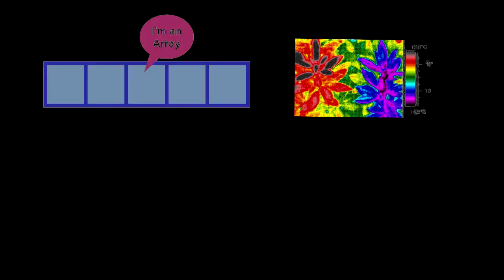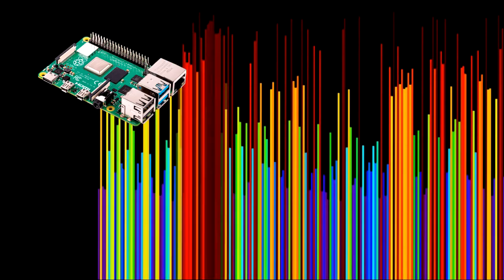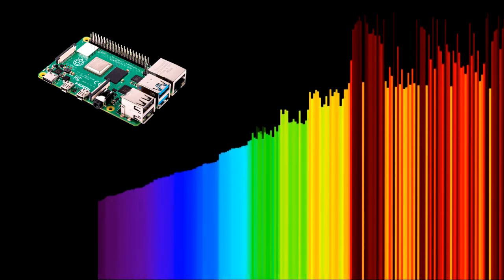MLX90640. The image captured from the MLX90640 is converted into an array. Each corresponding array holds a certain value for its temperature. These values will be sorted by the Raspberry Pi 4 using a sorting algorithm. The sorting algorithm used to sort its values is quick sort, and it is considered as the fastest sorting algorithm. Once these values are sorted, the Raspberry Pi 4 takes its first value, last value and the mean value.